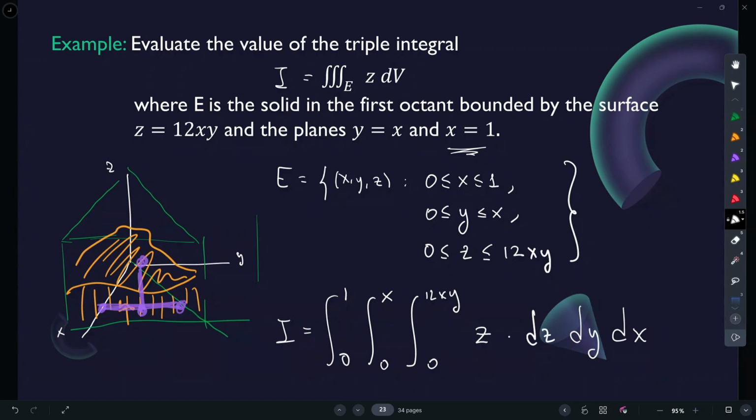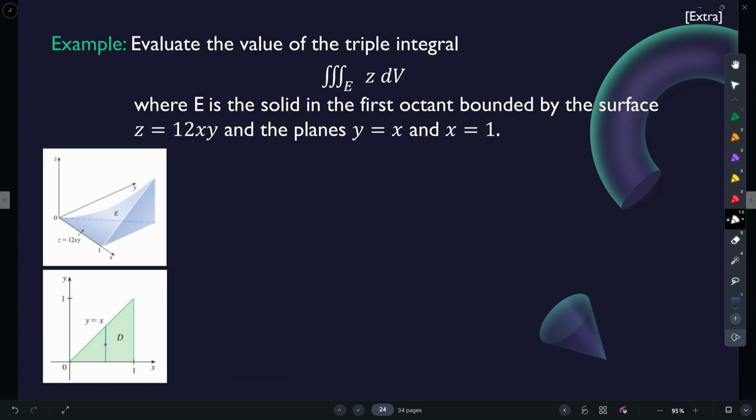All right, so let's do it. This is, by the way, what the region looks like, a little better drawn. So I'm integrating again from 0 to 1, 0 to x, 0 to 12xy, z, dz, dy, dx.